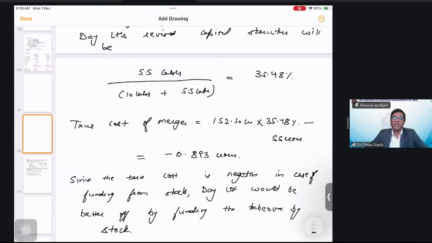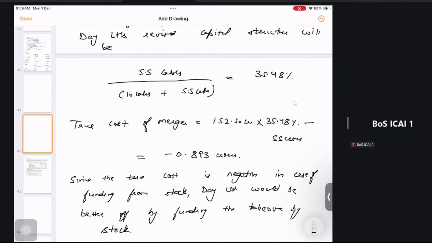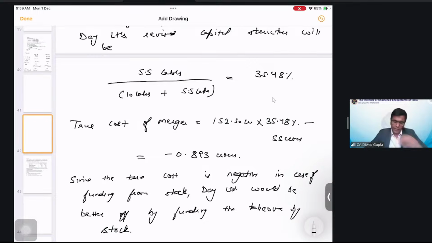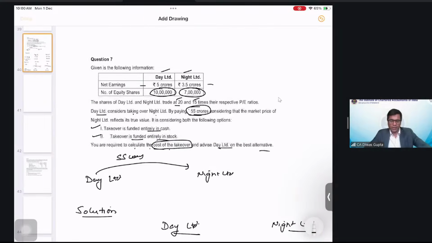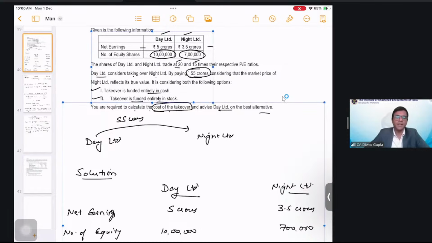Perfect. So this brings us towards the end of today's session, students. Today we have discussed the mergers and acquisitions basics, some of the concepts, and we have covered till question number 7. So I request Ashish sir to please help with the concluding remarks.